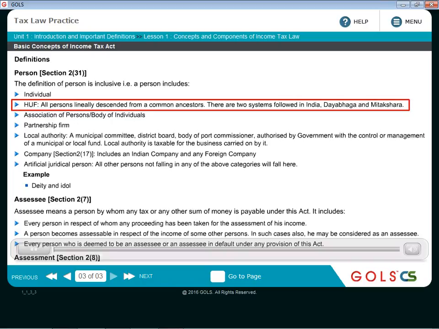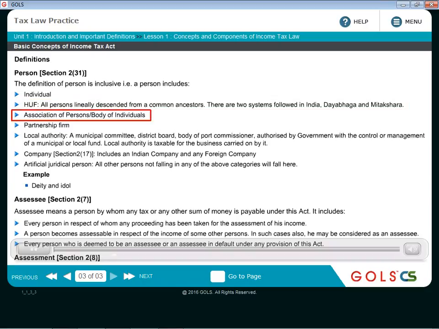Now here there are two schools or systems followed in India. One is Dayabhaga and the second one is Mitakshara. Income tax doesn't bifurcate between Dayabhaga and Mitakshara. Both will be treated as HUF. Next is association of persons or body of individuals. Now it means when a group of people come together with a common motive which may or may not be a profit motive, the activities undertaken by them would be treated as activities undertaken by an association of persons or body of individuals. But then what is the exact difference between the association of persons and body of individuals?